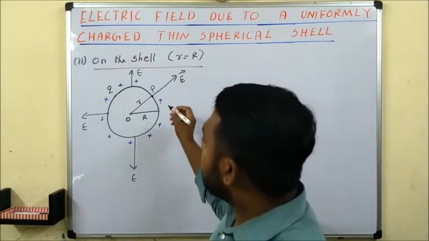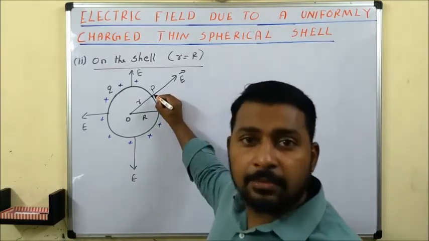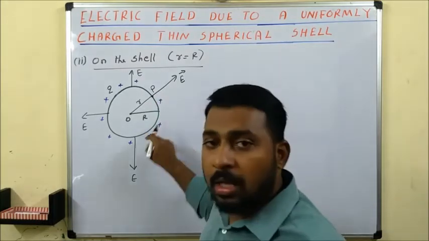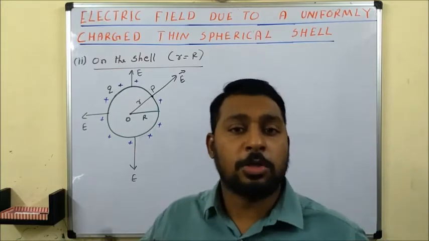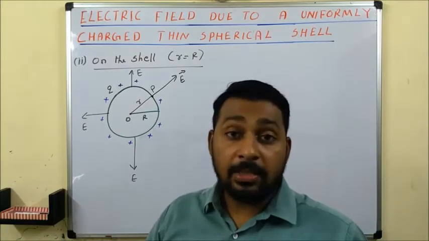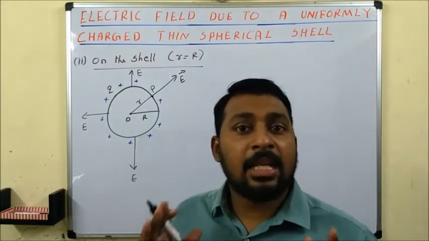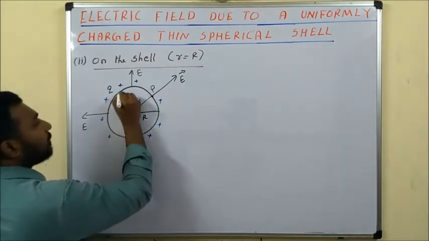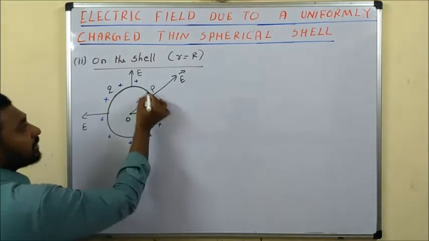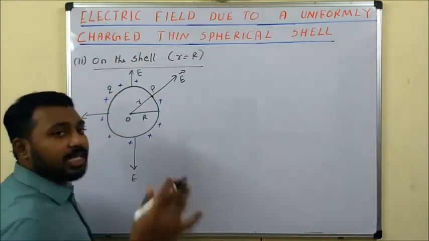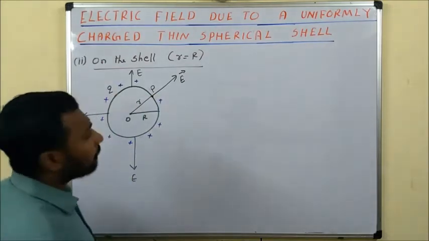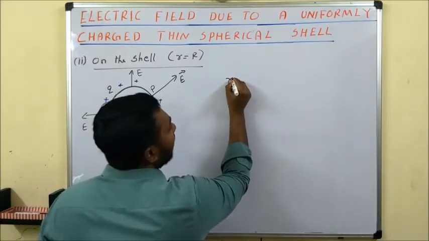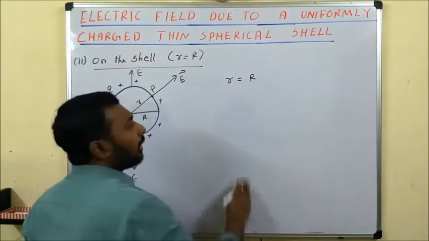Now point P is on the shell itself. So listen carefully. In this case, the shell itself is the Gaussian surface. I repeat, the shell itself is the Gaussian surface. So I am not going to draw anything. It's a shell and at the same time a Gaussian surface also. So it's very simple. In this case, r is equal to capital R.